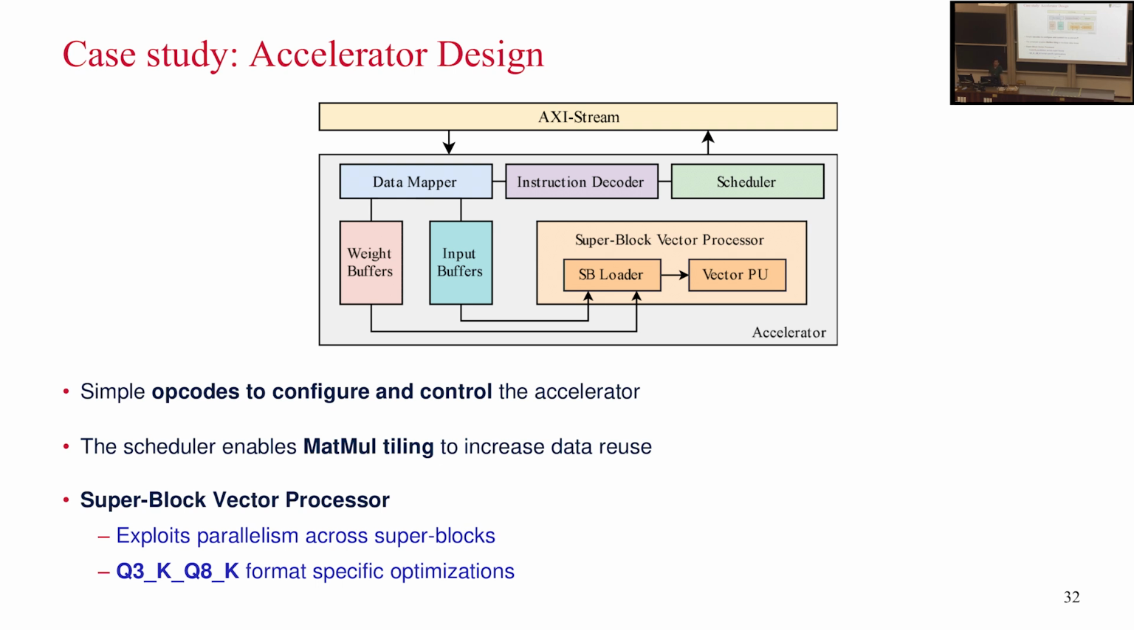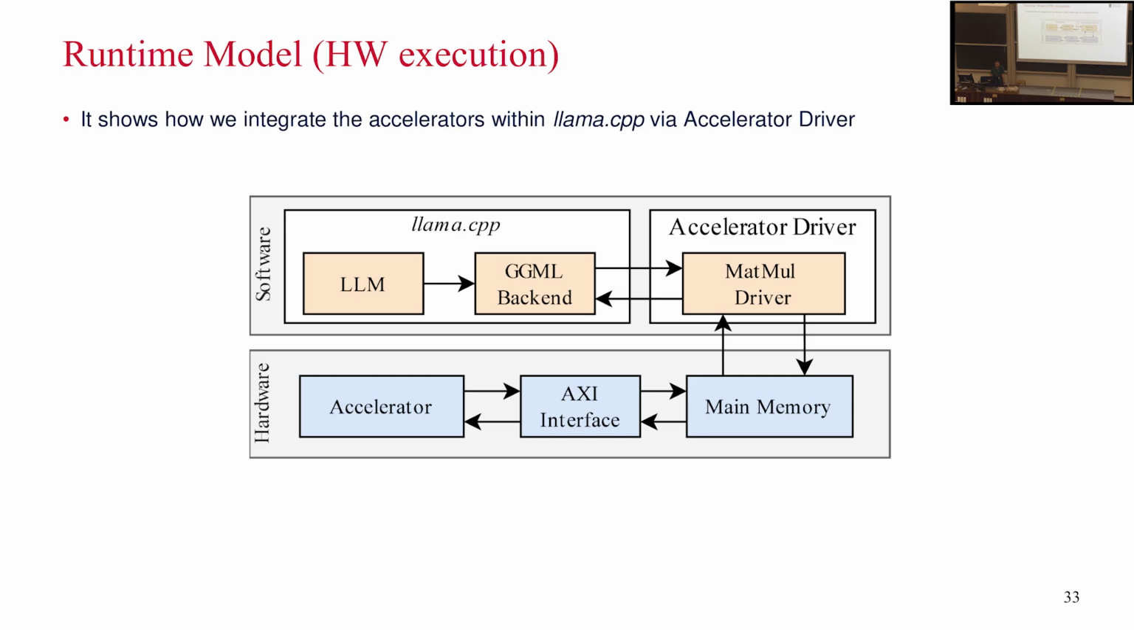The idea here that also brings hardware-software co-design to the table is that the vector processor is tuned or tailored to this specific type of quantization. If you have another type of quantization, you can also tune the vector processing units for that. Essentially, this vector processor exploits the parallelism across supergroups. If you want to know more details, we can chat offline or have a look at the paper.